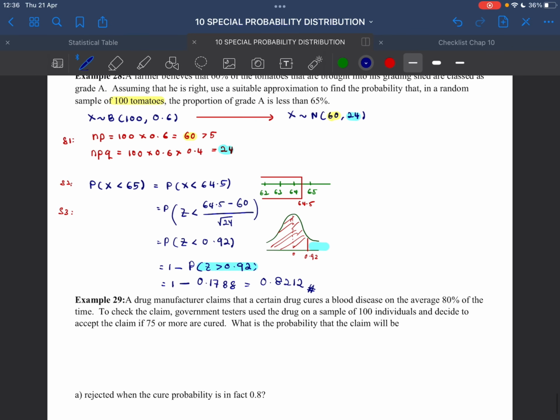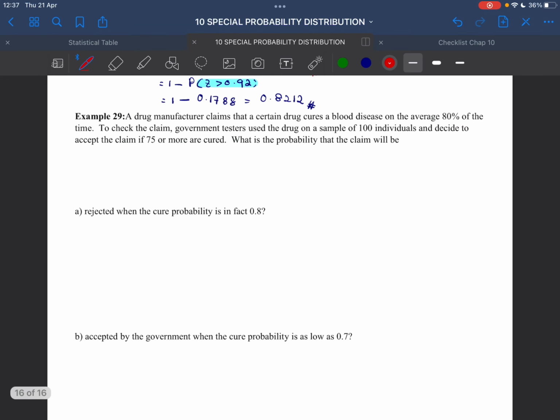Basically just 3 steps. If you check your NP is greater or equals 5, we just straight away find our NPQ, and the next step is we have to do continuity correction, binomial to normal, draw your number line, and the next step is we have to do SND. Okay, make sure you do your bell shape. Okay, so here is to find NP or NPQ. Here is your continuity correction. Here is your SND. Okay, so let's do the last question here.